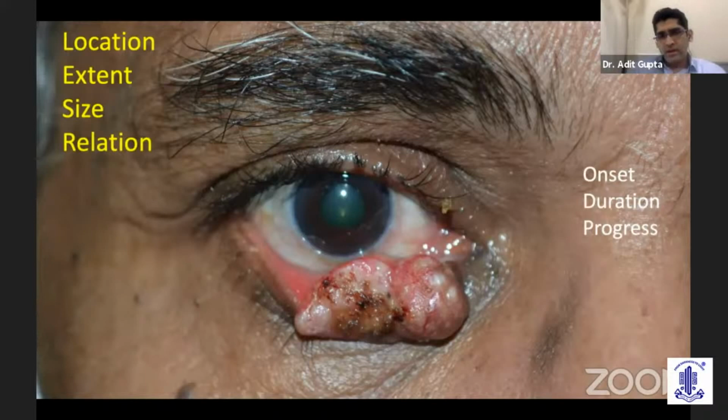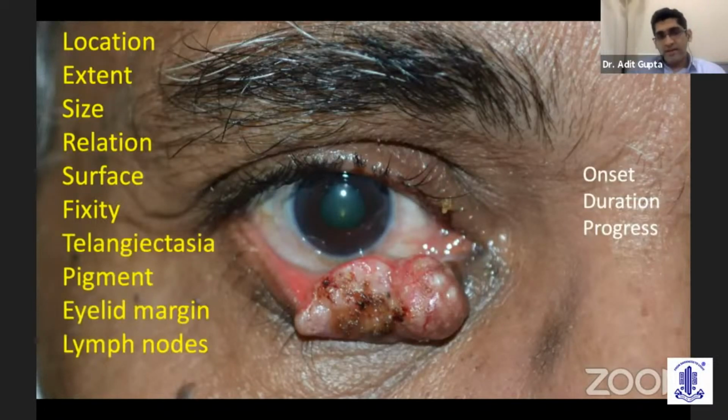You need to know the relationship of the tumor with the surrounding structures. Like in this case, you can see that it is very close to the lower punctum and the canaliculus. The surface of the tumor holds utmost importance because we can know about the characteristic of the tumor from the surface. A smooth surface indicates a benign tumor, while a bosselated pedunculate surface might sometimes be malignant. Fixity to the surrounding structures like the bone, skin is also a clue as to know about the orbital extent of the tumor. Feeder vessels and telangiectasias point towards a malignant tumor.